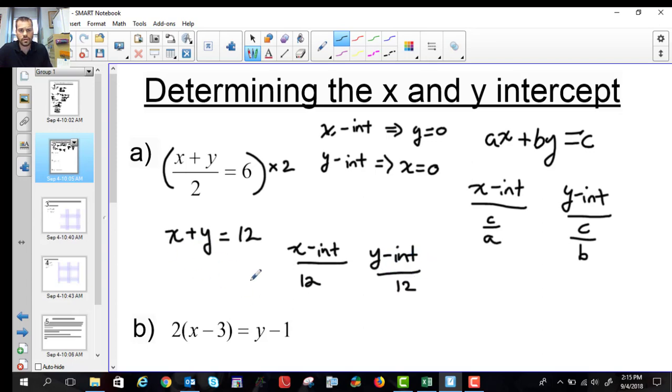Okay, 12 divided by 1, 12 divided by 1. So we get our x-intercept to be 12, 0, and our y-intercept to be 0 and 12.